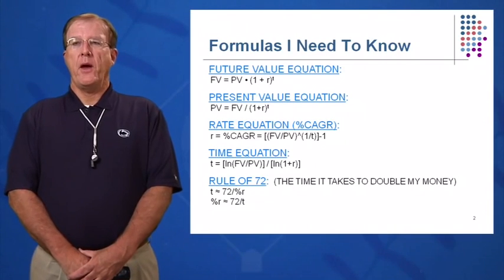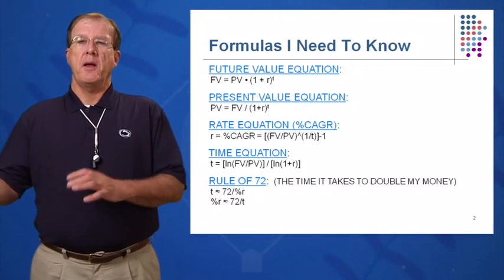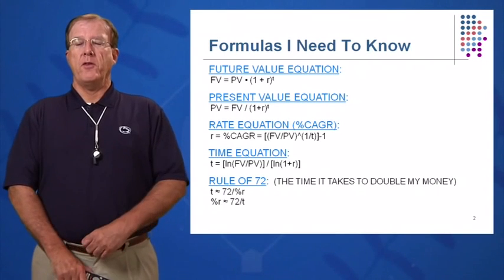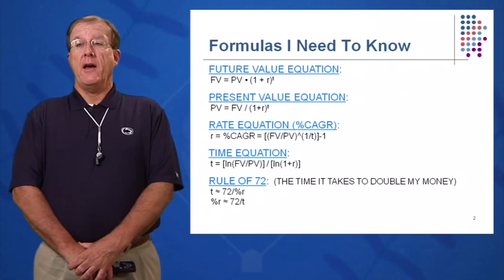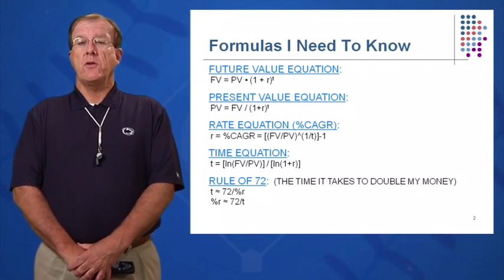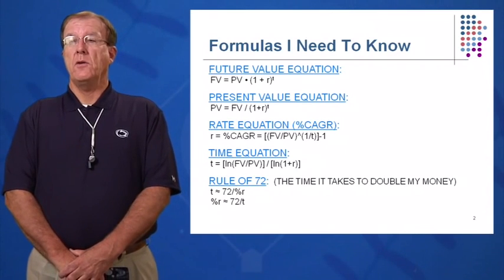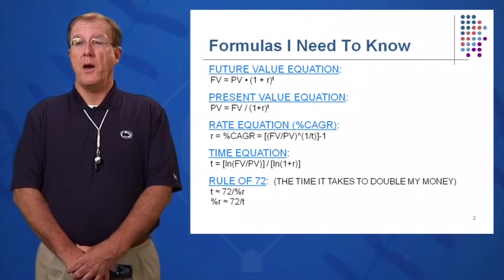Off of the future value equation, we come up with a present value equation. What is the value of some future money today? When I use the term present value, we're talking about today. We can also calculate for the rate variable, or the compound annual growth rate, and that is equal to future value over present value to the 1 over t-th power, or the t-th root, minus 1.